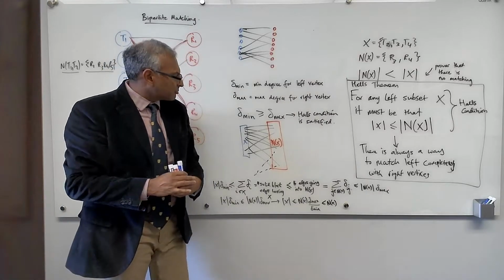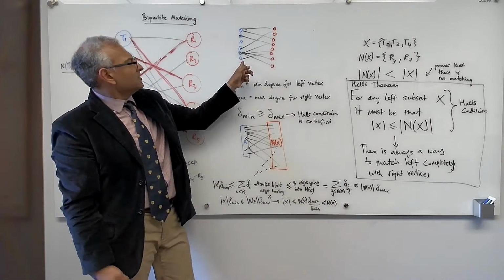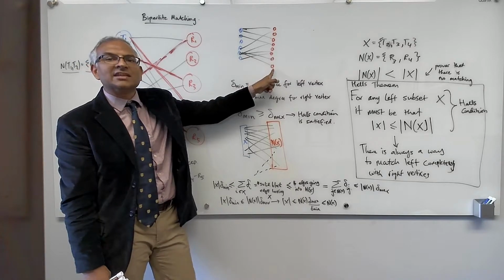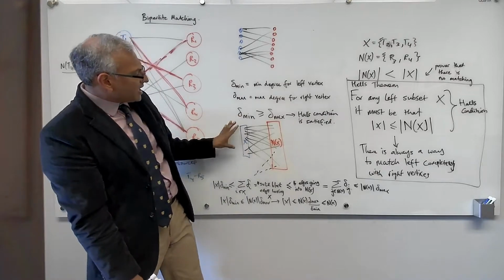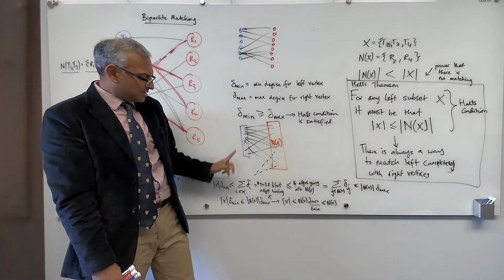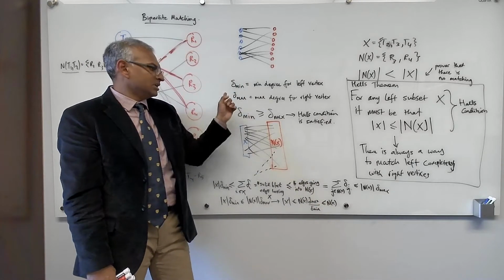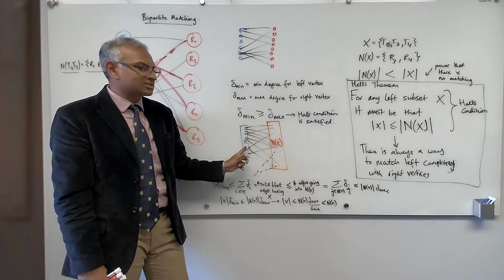Let's see what we have proved. We have proved that if the minimum left degree is at least as large as the maximum right degree, then for any subset X, the size of X is at most the size of the neighborhood. And we didn't make any assumptions about which subset you pick.